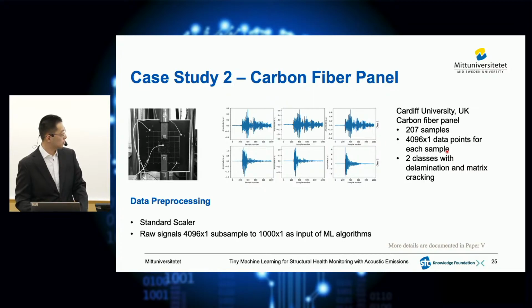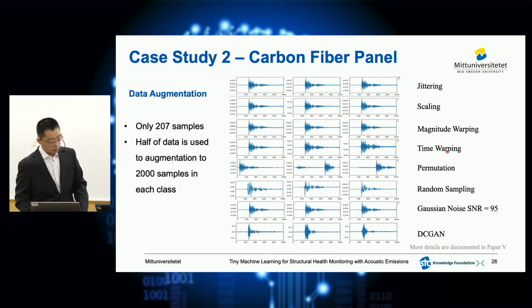We use the same data preprocessing process with standard scaler, and then we want to use the same model we proposed in the previous study, the CNN model. So we subsample the original signals to 1000 by 1. Other than that, because of the small data set, we introduced several data augmentation methods. Originally, only half of the data is used to do the data augmentation to 2000 samples for each class.